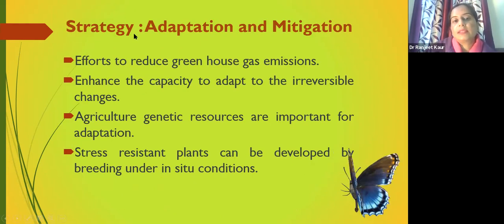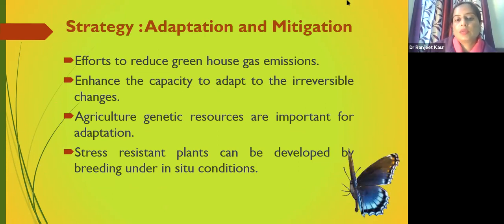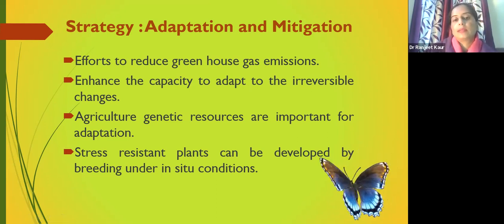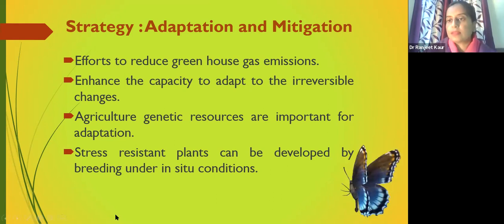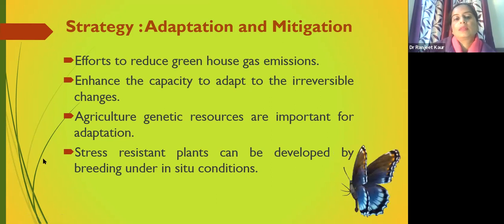So what are the strategies? There are two strategies. One is adaptation and second is mitigation. In adaptation and mitigation, we make efforts to reduce the greenhouse gas emission and enhance the capacity to adapt to the irreversible changes. The changes which are already happening, we need to make certain arrangements to adapt to those changes. We want to strengthen the community, the farmers, to adapt to those changes.